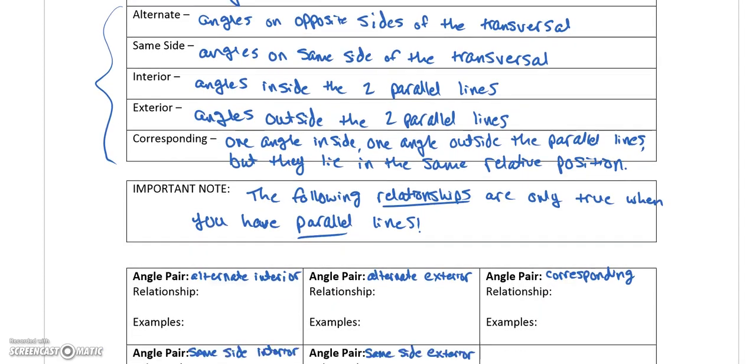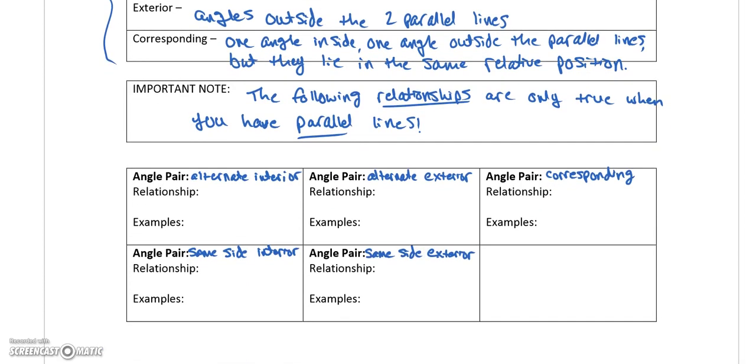An important note, we're going to go over 5 angle relationships, I'm sorry, 5 angle pairs. An angle pair is the name for the two angles, and the relationship that we talk about is only going to be true if I do have parallel lines. So as soon as you see those parallel markings, you can assume that the following relationships of angle pairs will hold true. Let's look at alternate interior angles.